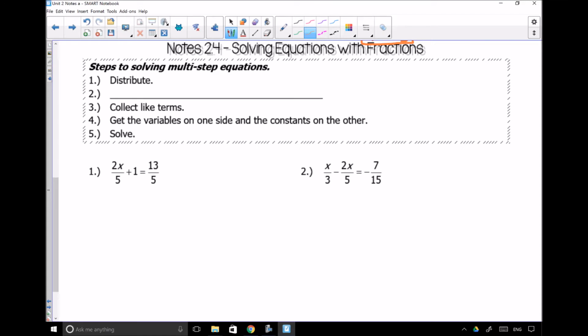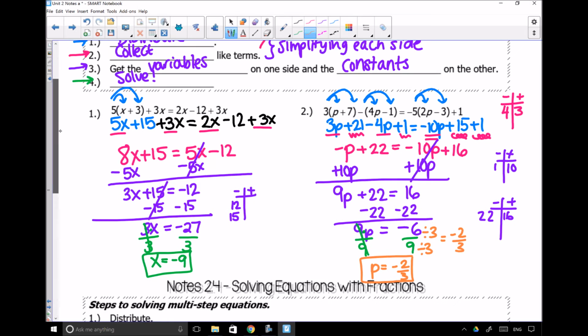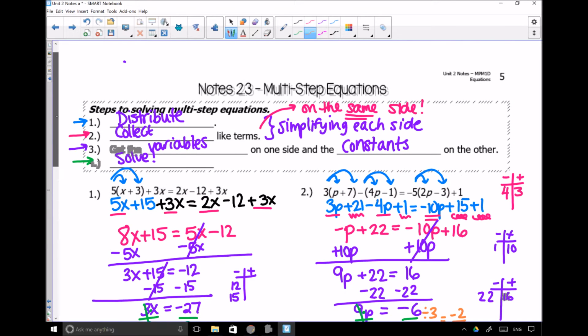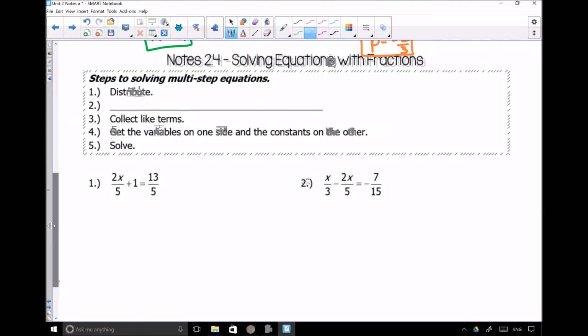All right, today is video 2.4. We're looking at notes 2.4, which starts on page 5 of our notes, about halfway down. So we're going to talk about solving multi-step equations, but this time we've got fractions. Now, don't let the fractions scare you, okay?